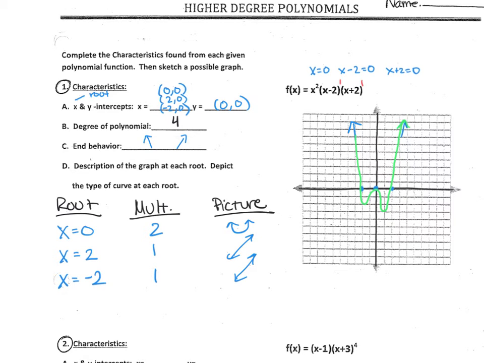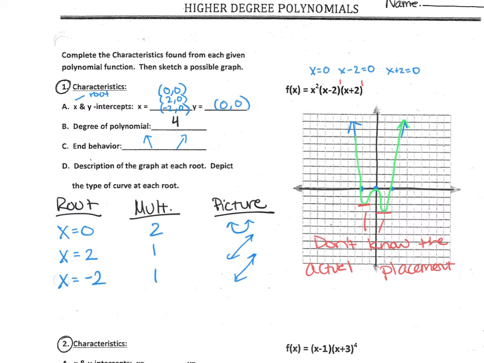Now you might ask, Ms. Twain, how did you know how far to go here? Why is one deeper than the other? Honestly, we don't know the actual placement. We haven't scaled our y-axis. We haven't plugged in anything to see. That's why the instructions say, then sketch a possible graph.